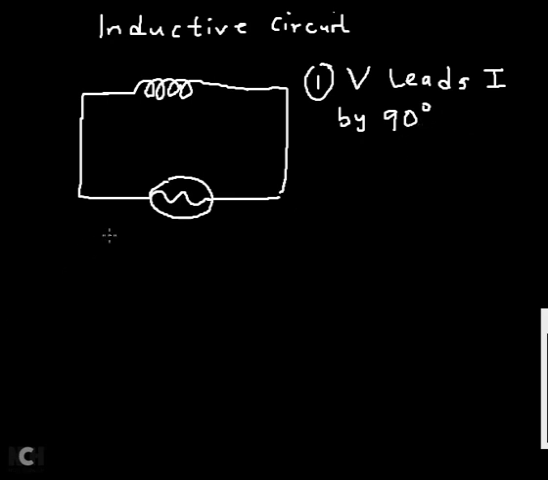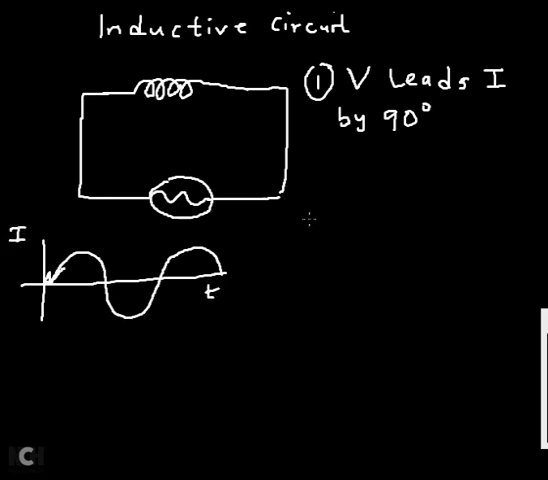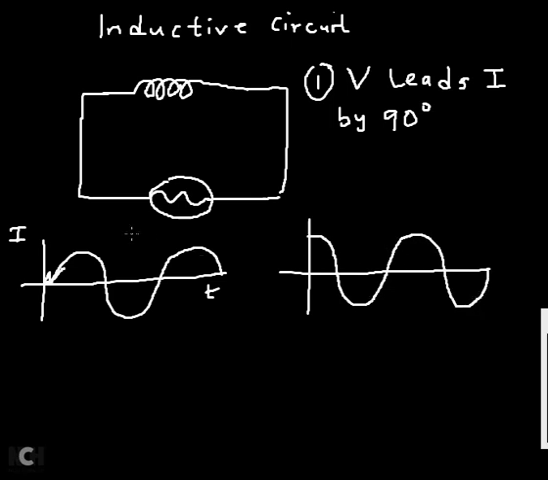So if I should draw the graph of the current, let's say the current starts from the origin. If I'm drawing the current starting from the origin, then this is the graph of the current. Then that of the voltage will start from 90 degrees to show you that the voltage is leading the current by 90. So that is why I can say that the phase angle is actually 90 degrees.